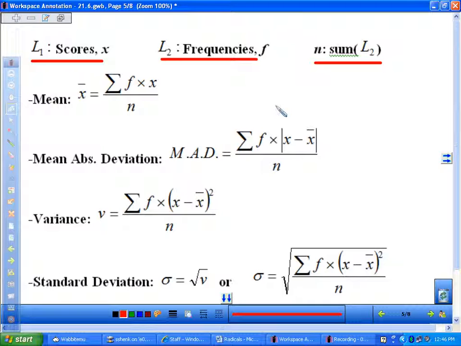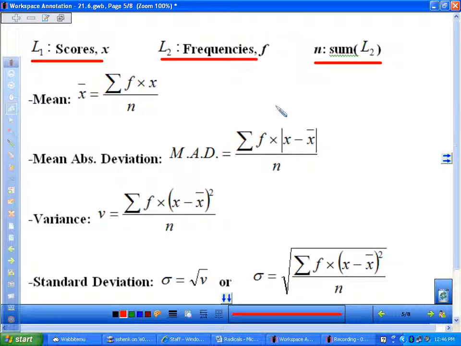Our scores go into L1. Our frequencies go into L2. And that n that we're going to divide by, that represents, again, what? The total number of scores. Well, how are we going to find our total number of scores? By finding the sum of our frequencies. The sum of our frequencies is going to tell us how many scores we've got.